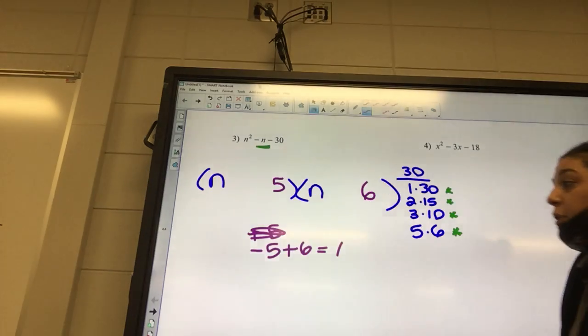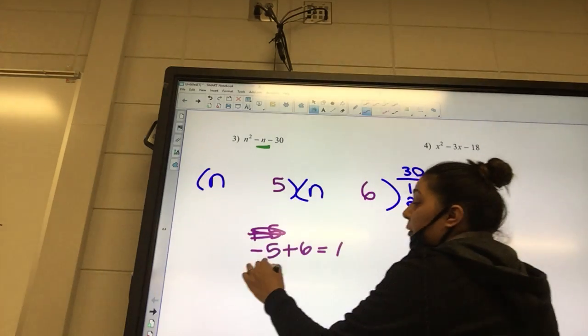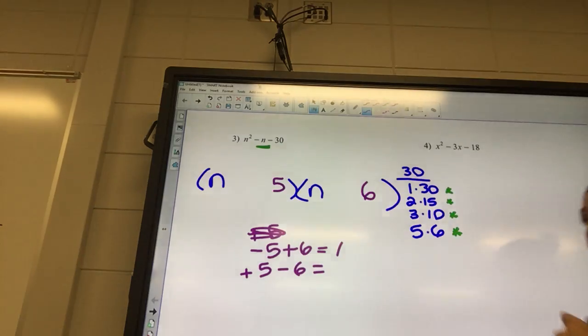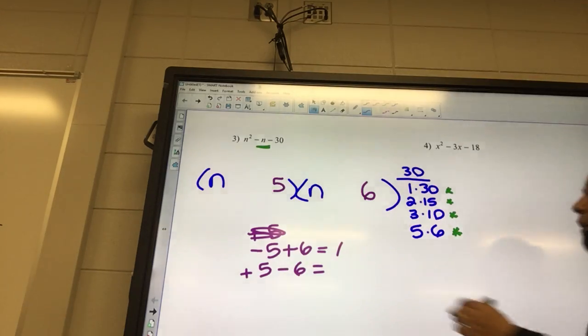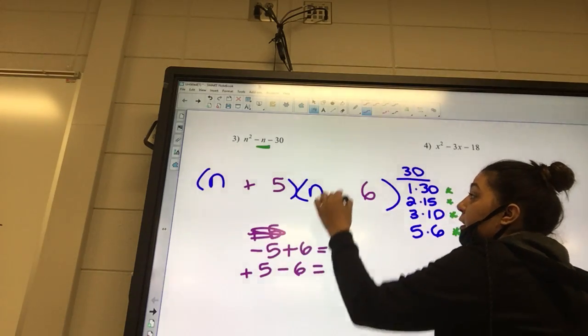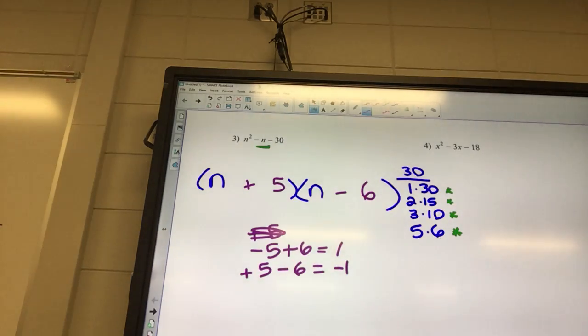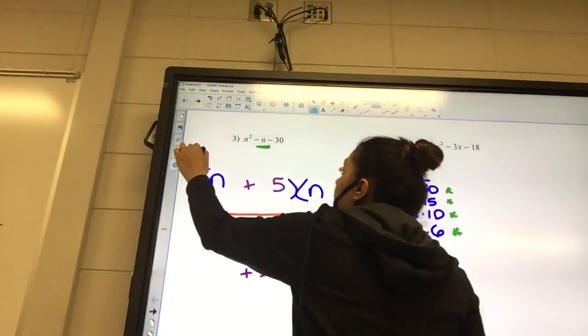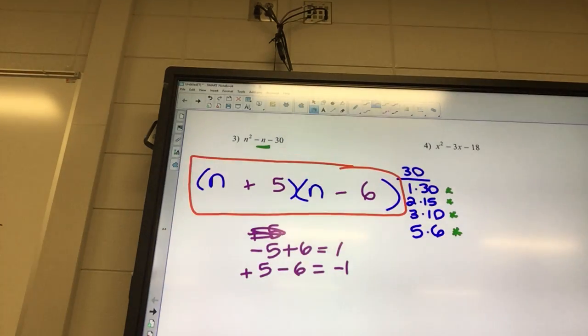So what is another option? Plus 5 and a negative 6. What is that going to give you? Negative 1. Okay, and so now you know that the 5 needs to be a plus and the 6 needs to be a minus. Okay, and so this part is your legitimate actual answer. You have fully factored that.